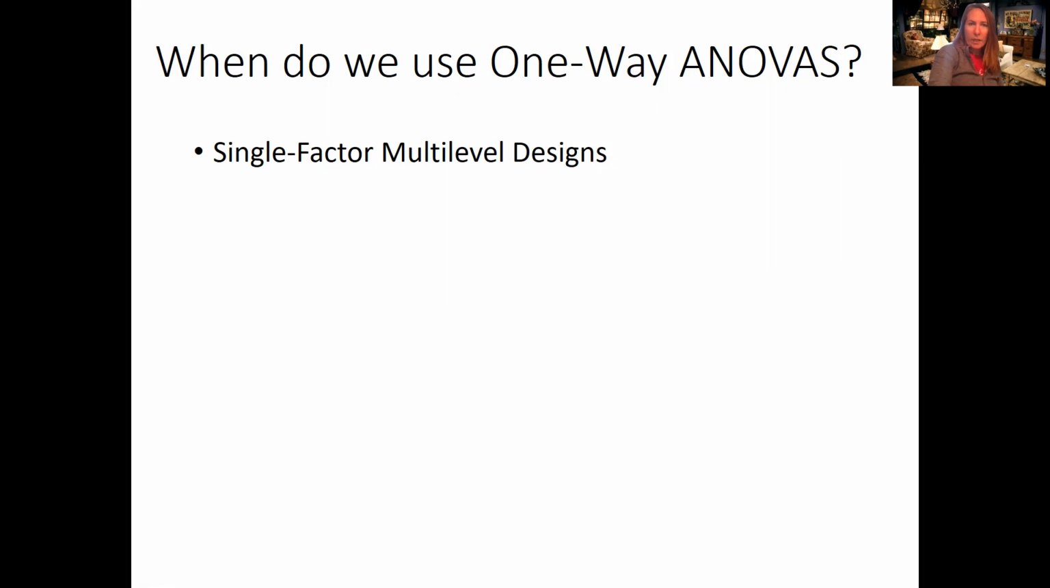Okay, so One Way ANOVAs. What we've talked about so far was the t-test. The t-test is only when you're comparing two means. That's all you're doing with the t-test. So you can only do it on single factor two-level designs. That's the only time you could use a t-test.